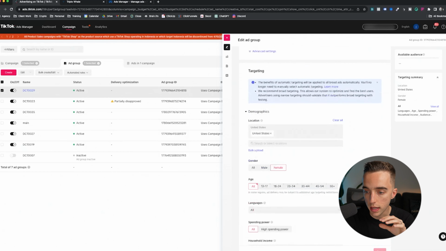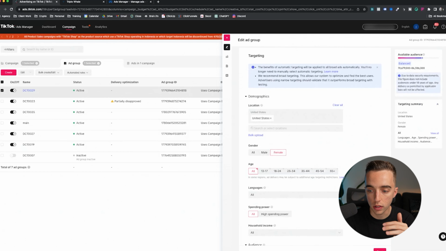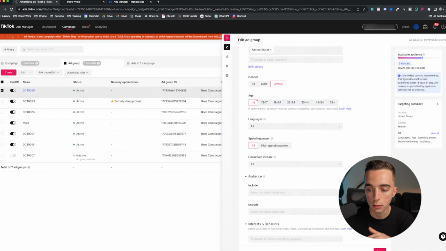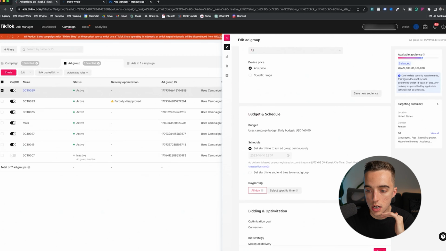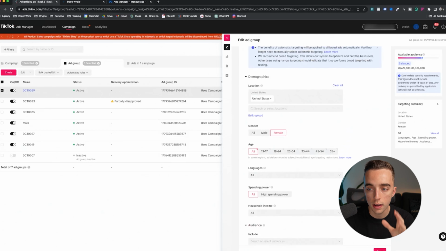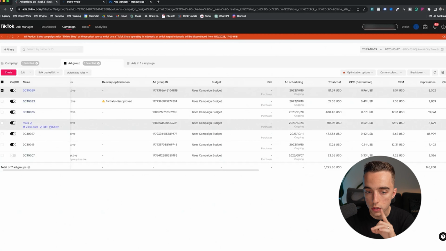If I click on any of these DCTs as of right here, you can see my targeting. So if I go down, basically I'm only targeting the US. I'm targeting females from all ages, from all languages, all spending power. There's not even a device restriction, nothing. The only thing we have is gender and location. That's it. And then if you look at the cost, well, look at it right here. You have actually the cost.